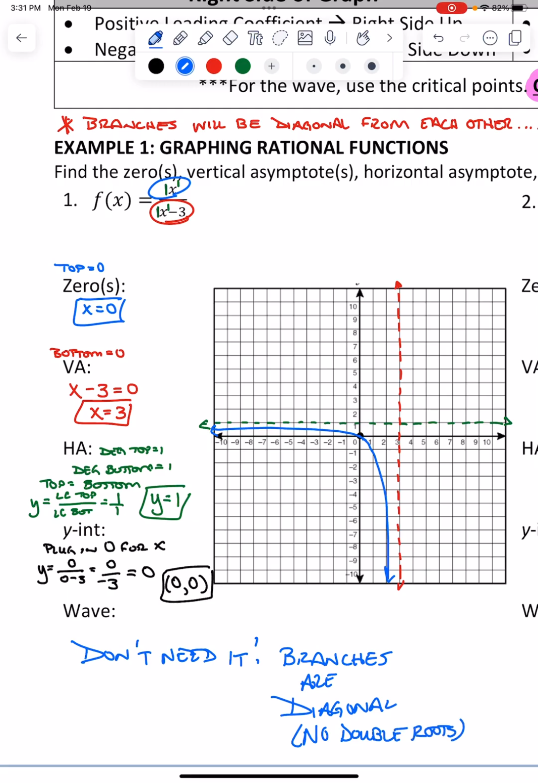Okay, so since this one's in that bottom left quadrant, that means that our other one's going to be up here in this top right. It's going to be diagonal. Okay, so that's what we got. All right.